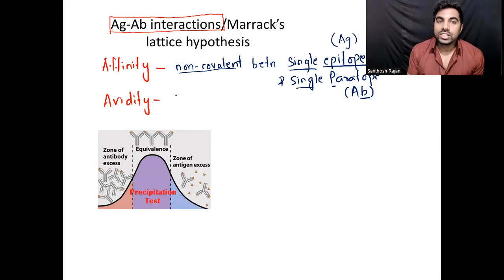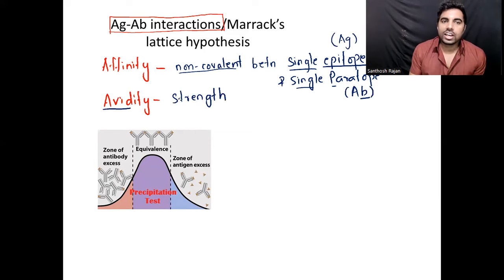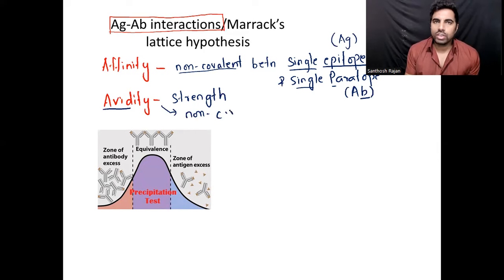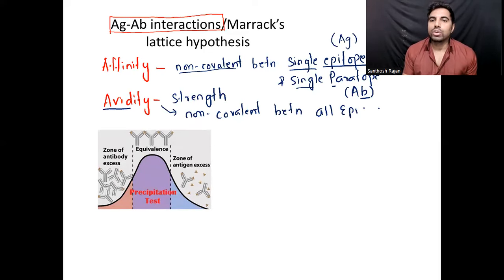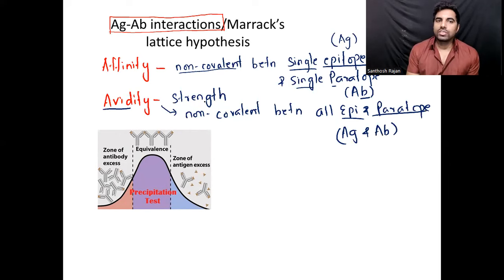When we talk about avidity, this is the overall strength of the antigen-antibody interaction, the overall strength. Avi means strength, okay? So what do we mean by strength? Here it is again the same non-covalent interaction between all the epitopes and paratopes, not a single one. The entire interaction, the complete antigen and antibody, that non-covalent interaction is called avidity. We're talking about the overall strength of the interaction, okay? This was a question and this is also a question. So this is the important definition of antigen-antibody interaction.